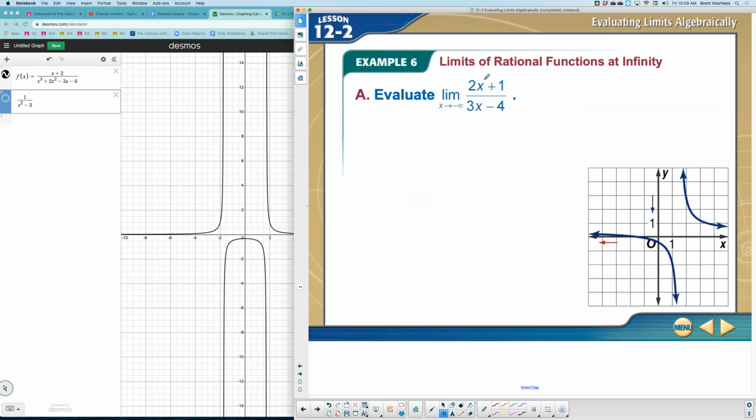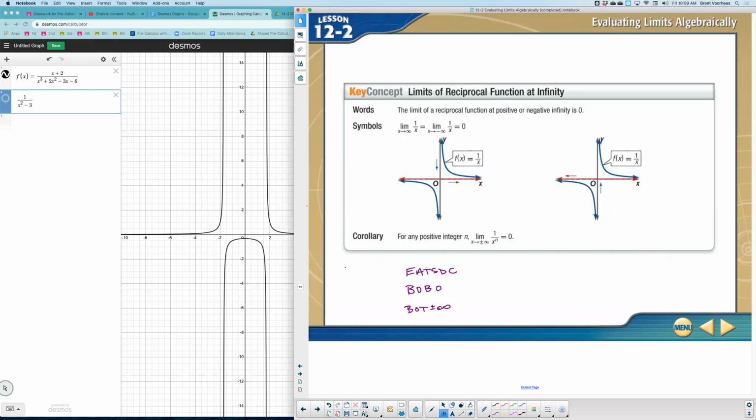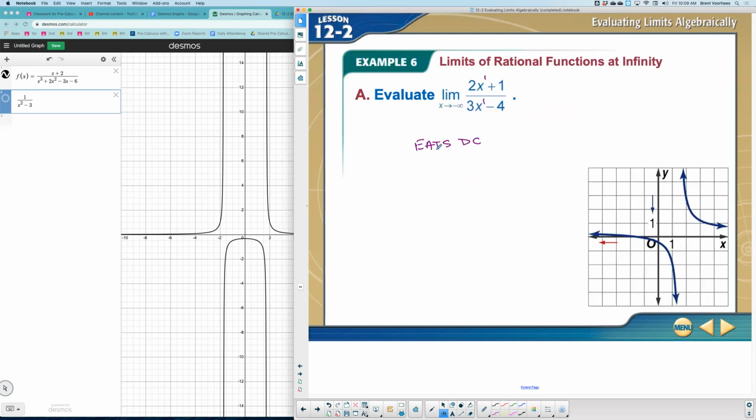So as I look at this one, the powers of this rational function are the same. The exponents are the same, so I will divide my coefficients. This was all in lesson 2.5. Let me write that in the notes. So this limit here will be 2/3. The limit as x approaches negative infinity of 2x plus 1 divided by 3x minus 4 will equal 2/3.